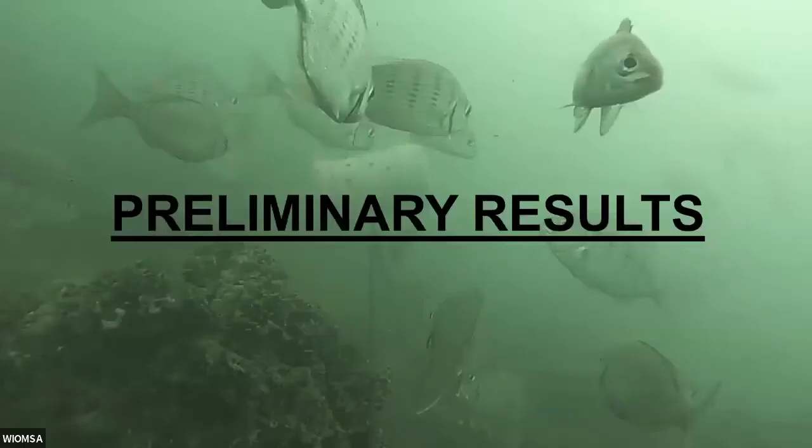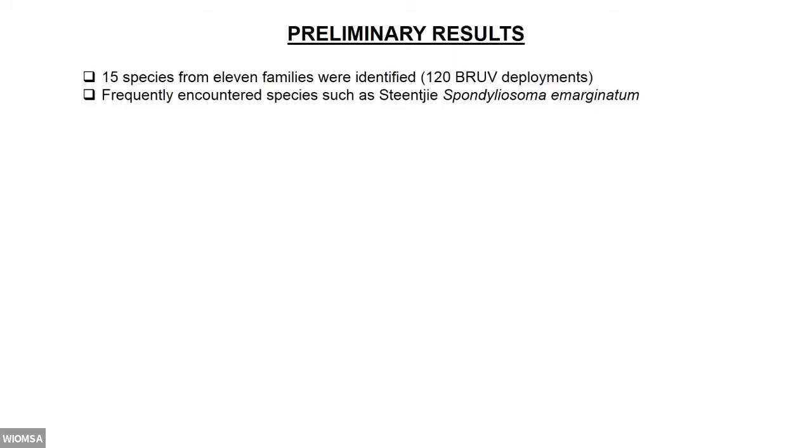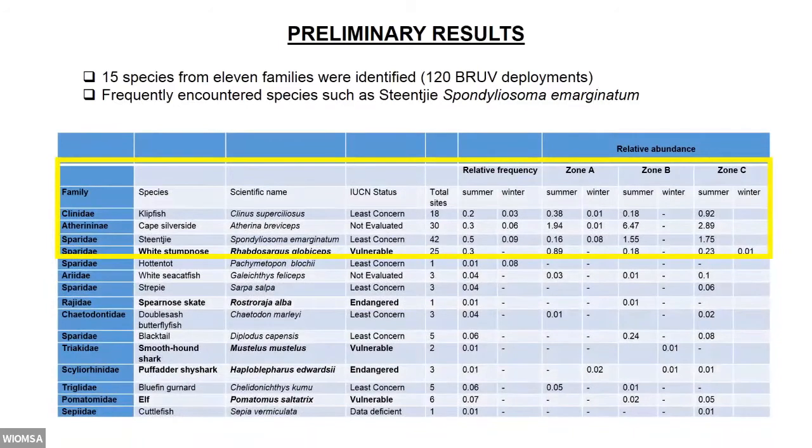Now I'll be showing you our preliminary results. Preliminary analysis of the videos identified 15 species from 11 families. The Sparidae family was common, representing 5 species, such as the Diplodus capensis, which is known as the blacktail.